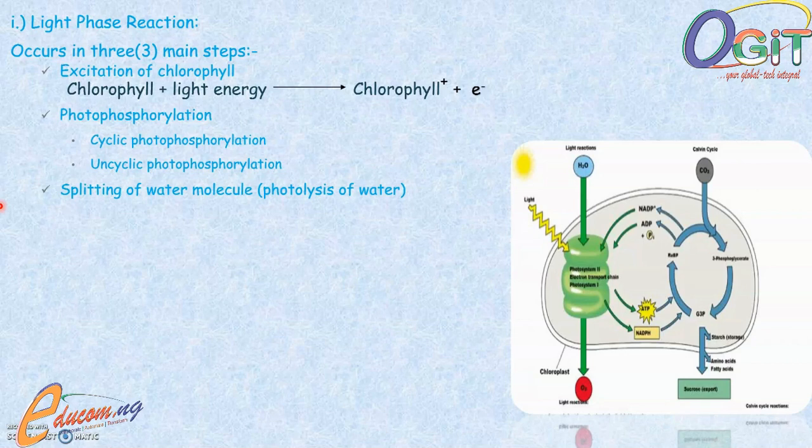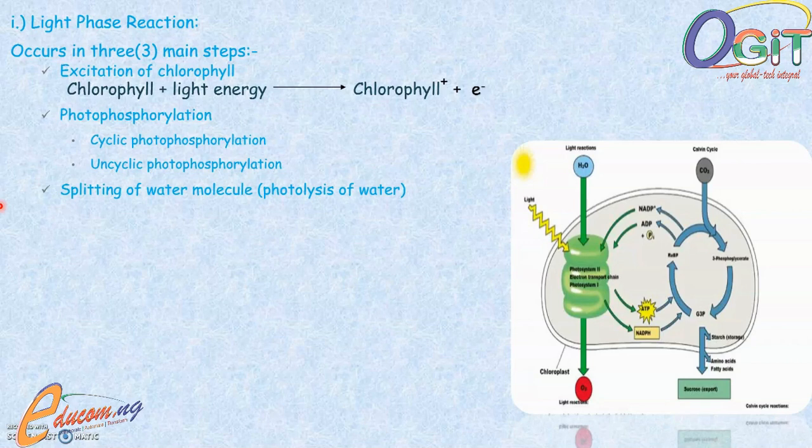But for the noncyclic photophosphorylation, the electron that is taken away from the chlorophyll will not be returned back to the chlorophyll. For the chlorophyll to become stable, it will have to gain its electron from another means, which is from the photolysis of water. The electron that is produced there will be used to make the chlorophyll become stable.